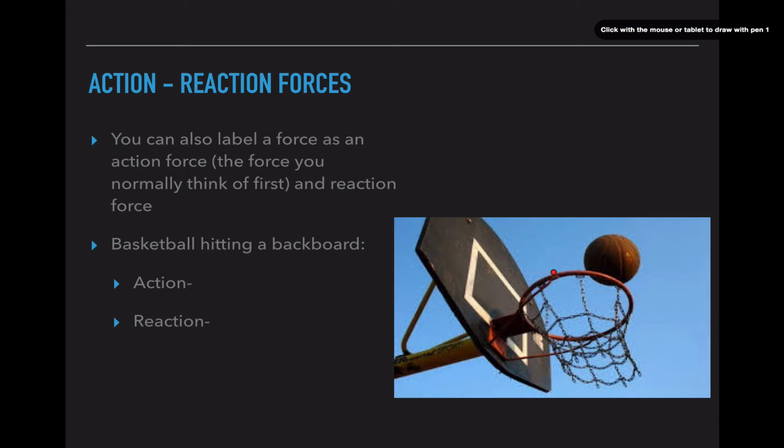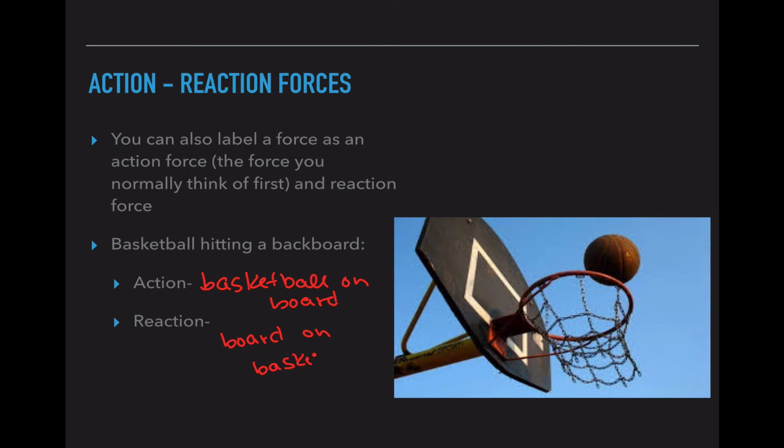We can also label a force as an action force and a reaction force. You normally think of the action force. So for a basketball hitting a backboard, the action is the basketball on the board. The reaction is the board pushing backwards on the basketball. So the object hits something, and that something essentially hits it back. And that's because that backboard isn't moving. So he's kind of pushing back at the basketball, saying, I'm not going to move, so you move instead.